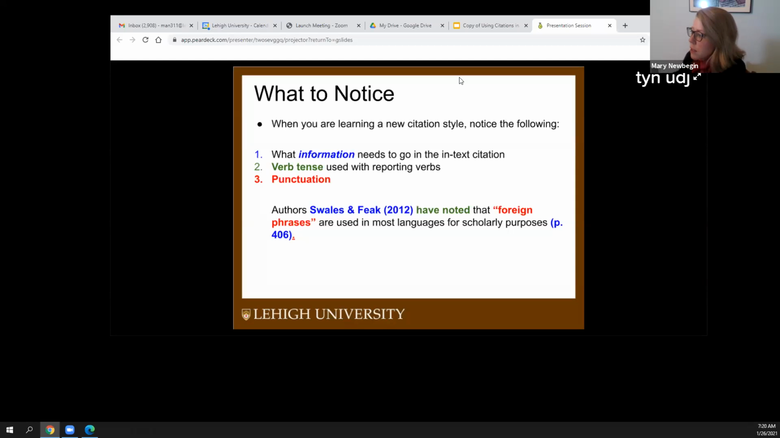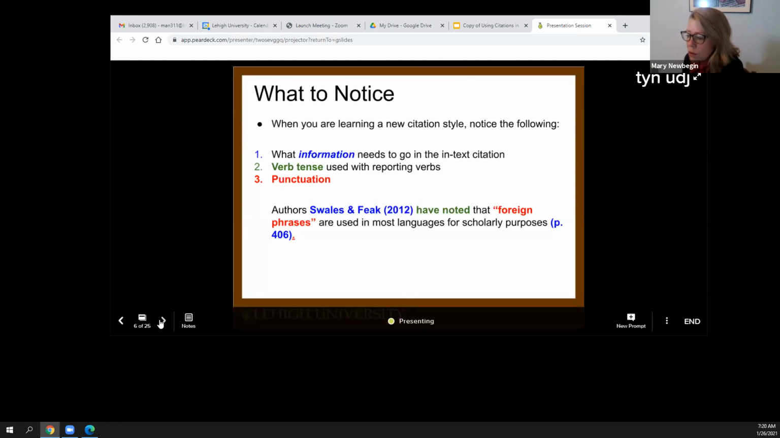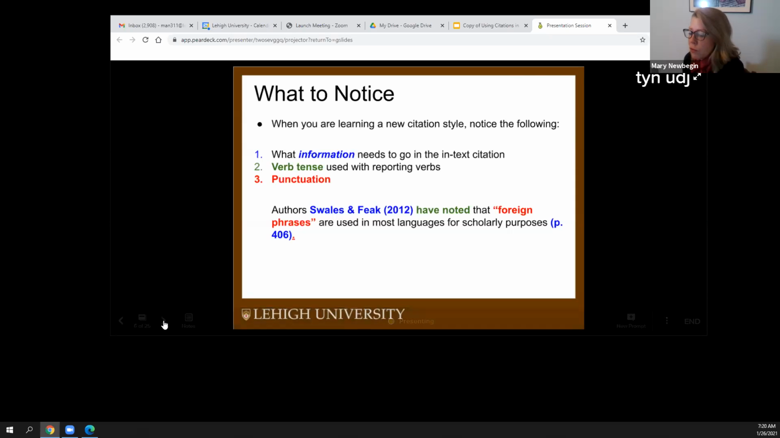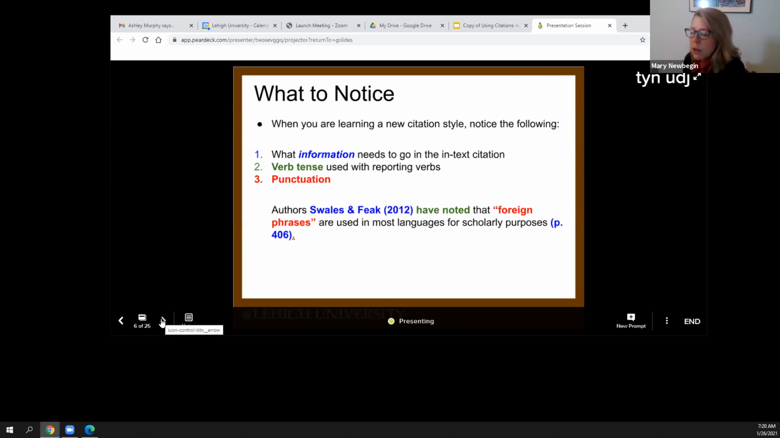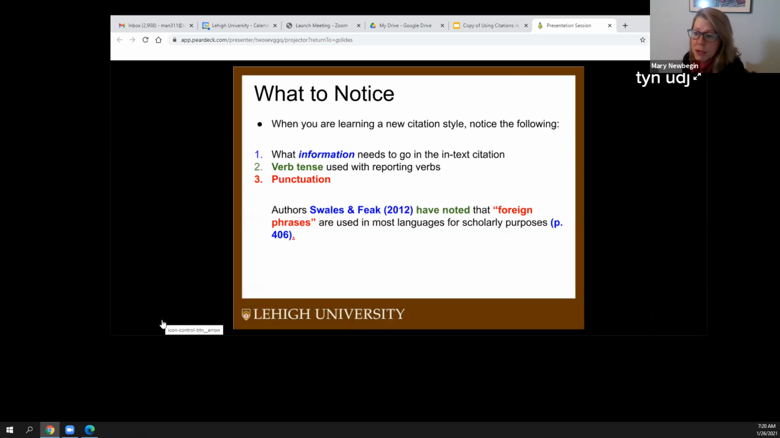So those are the things to notice when you learn a new style. How am I attributing this source? Where does the information about the author go? What verb tense should I use? And what kind of punctuation? In MLA, often you'll use the present tense.